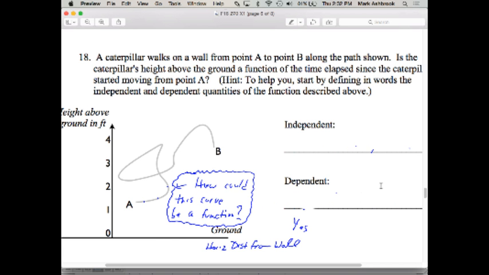All right, what if the independent variable, we go back to time? Time since the caterpillar started moving. It's unique for every time. What is unique for every time that's gone by? Both, right? And how could we sum that up together? Given for every time, the caterpillar has exactly one location.